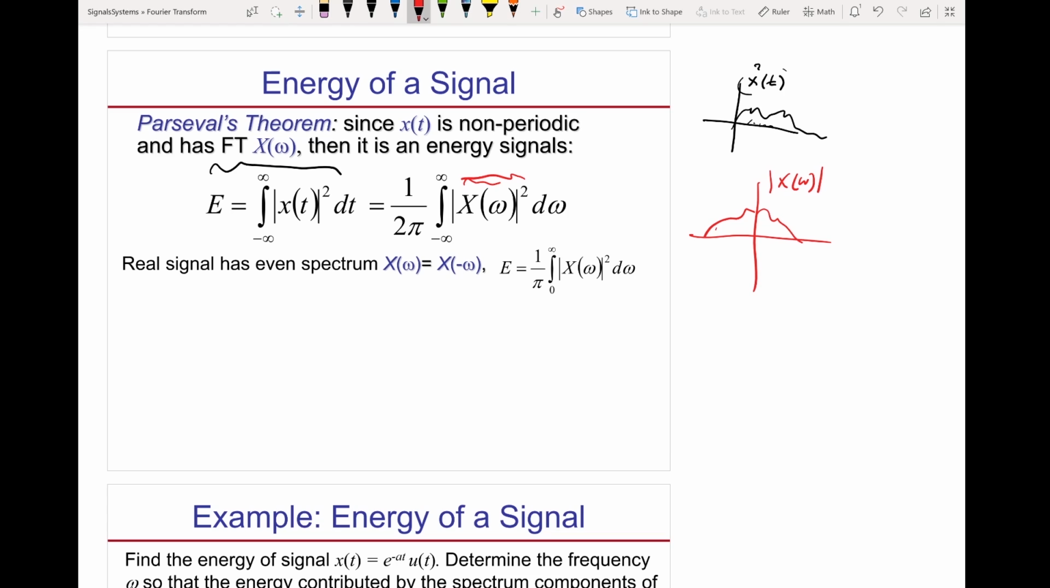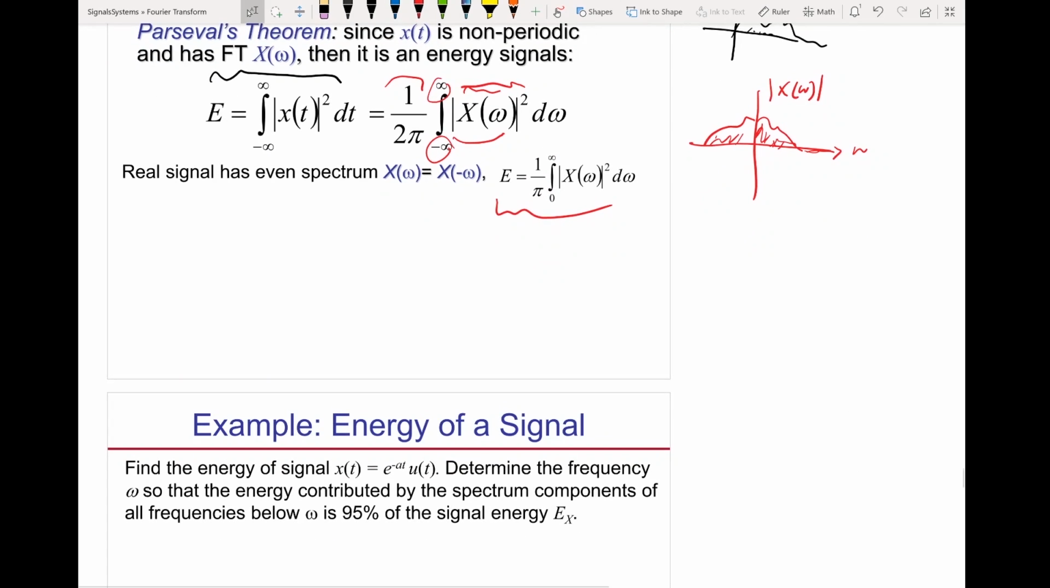Now, because the magnitude of x of omega is always an even function, this area is going to be exactly like this area. So I can simplify things and say the energy, instead of from minus infinity to infinity, I will integrate from 0 to infinity and multiply by 2. When I multiply by 2, it will be 2 divided by 2 pi, I get 1 over pi. And that's an easier way to find the energy.